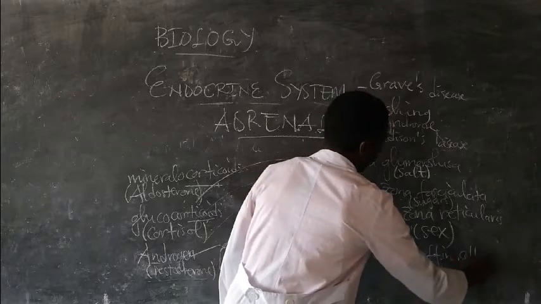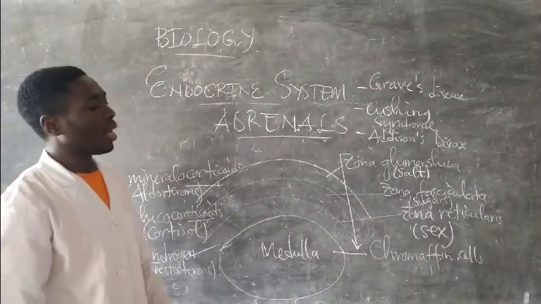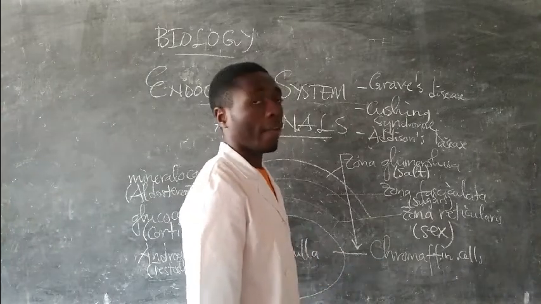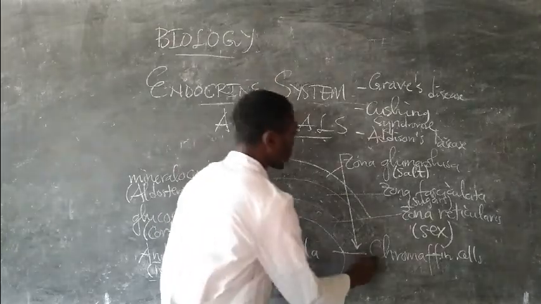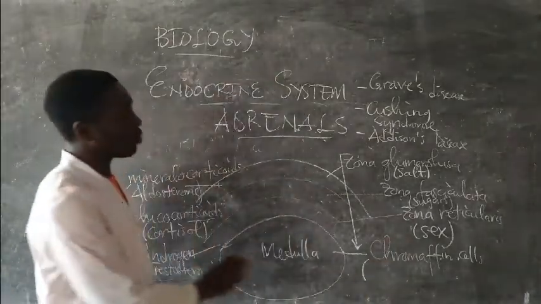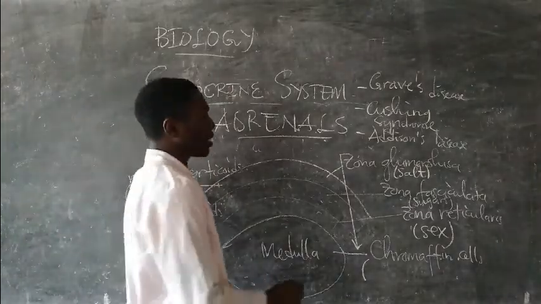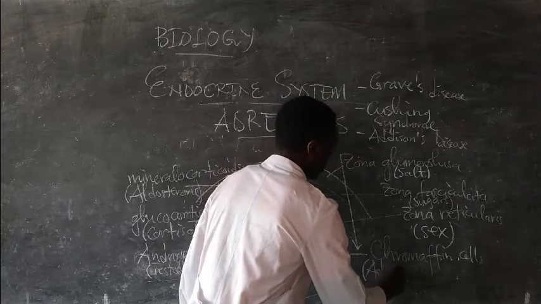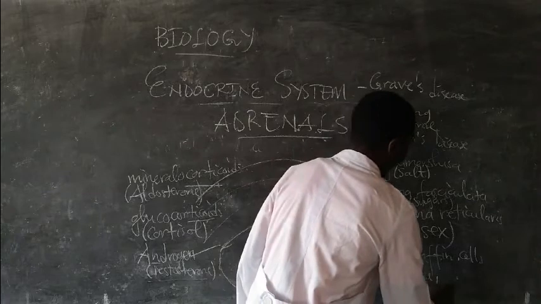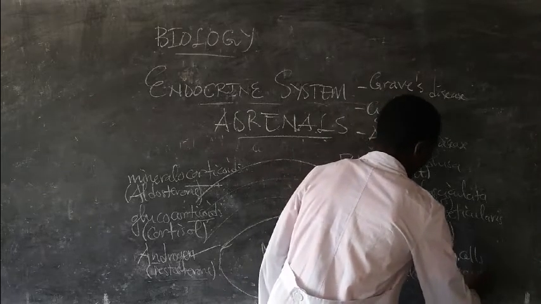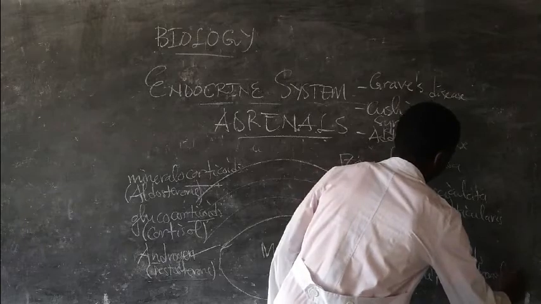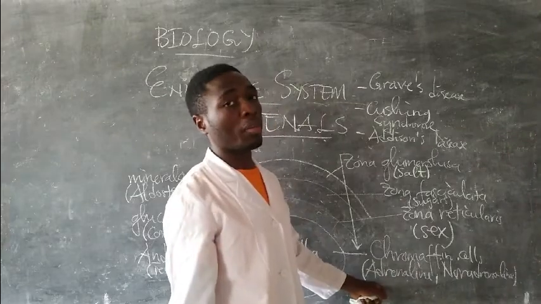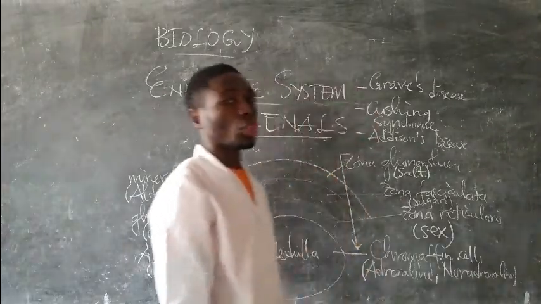These chromaffin cells secrete adrenaline and noradrenaline. So they secrete the two hormones. You just know that the medulla is made up of chromaffin cells, and the chromaffin cells secrete adrenaline and noradrenaline, or you can refer to them as epinephrine and norepinephrine. Adrenaline is also called epinephrine, and noradrenaline is called norepinephrine.